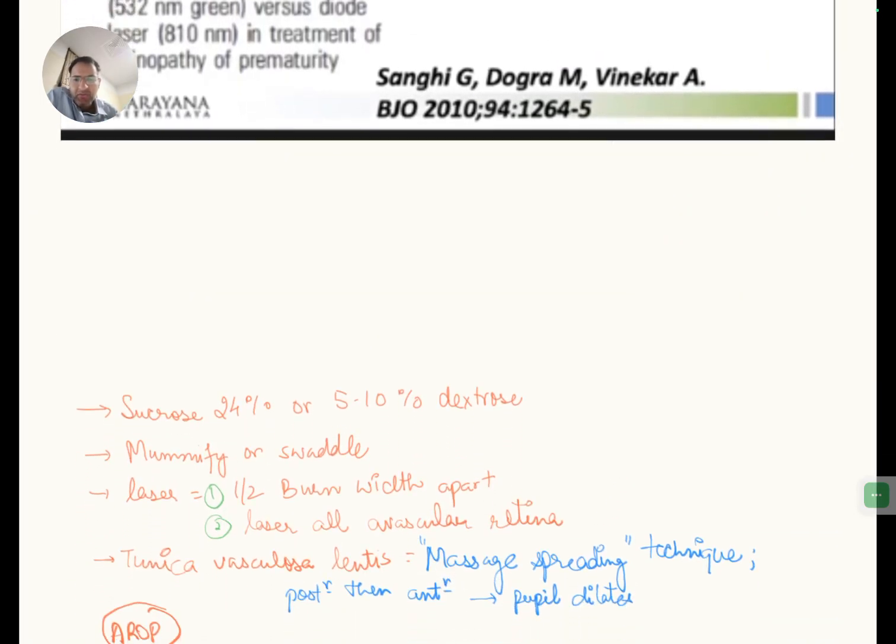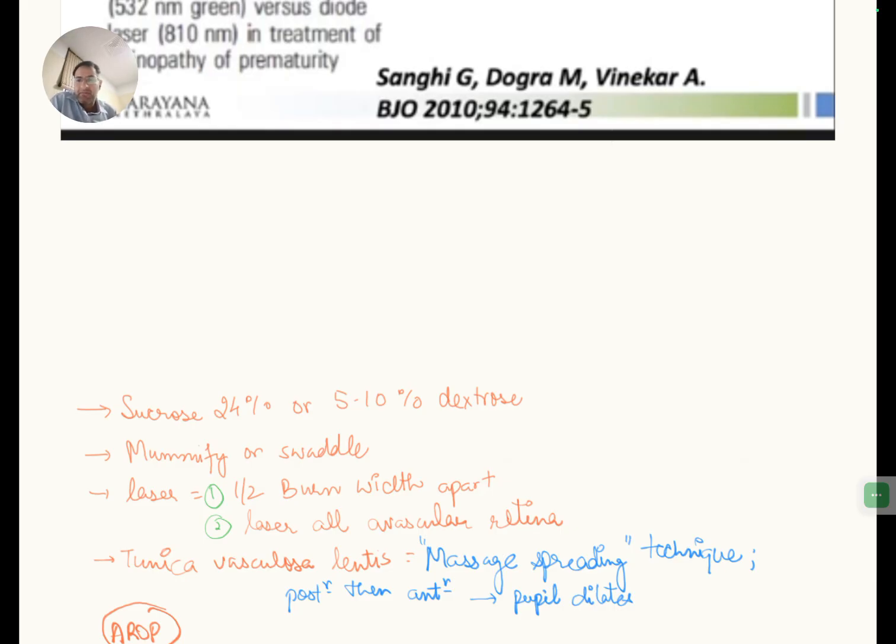So how to do it? Some people say it's better to give the baby 5 to 10% dextrose or sucrose 24 while doing the ROP laser. We can mummify or swaddle the baby using sheets, so that the baby does not move his hands too much.